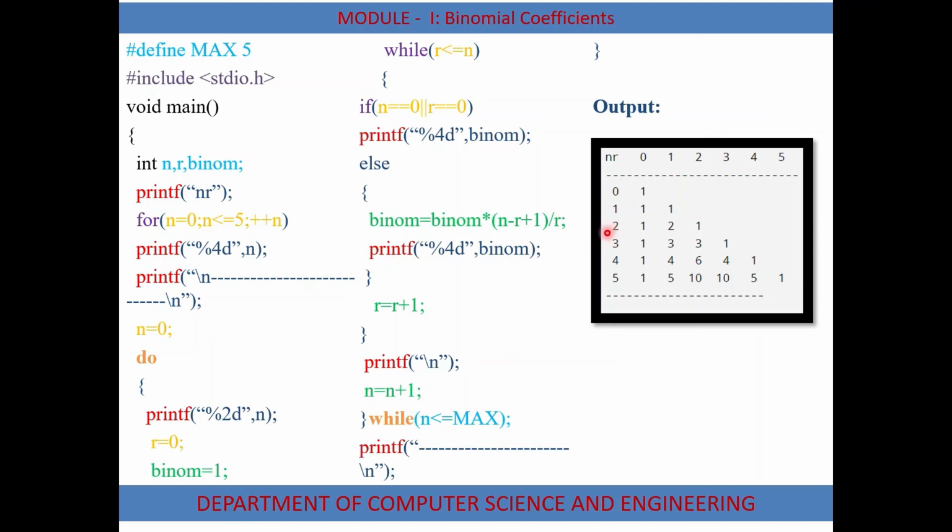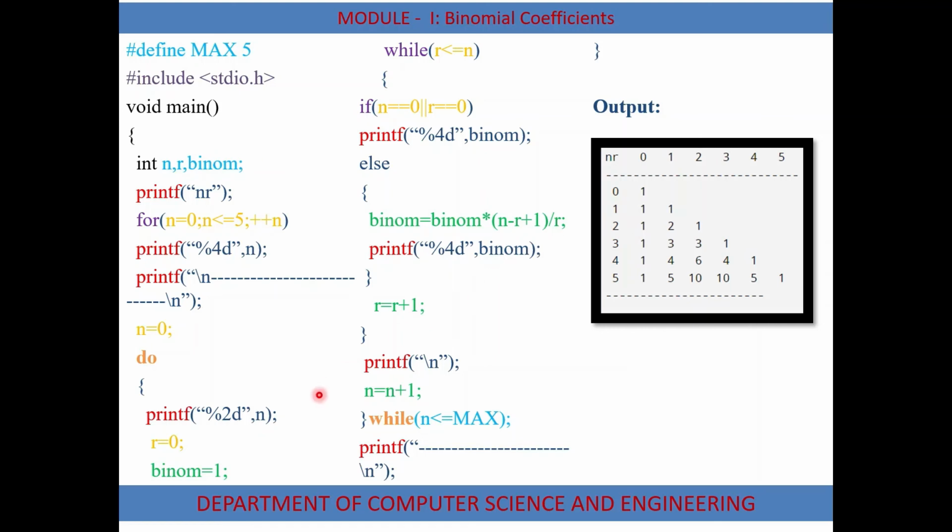Now increment the value of n by 1. n equal to 1, that is 1 plus 1 is equal to 2. Check this loop. While n is less than or equal to max, is 2 less than or equal to 5? Yes. Again jump to this section. Print the value of n. What is n? That is 2. In the next line, this value 2 is printed.